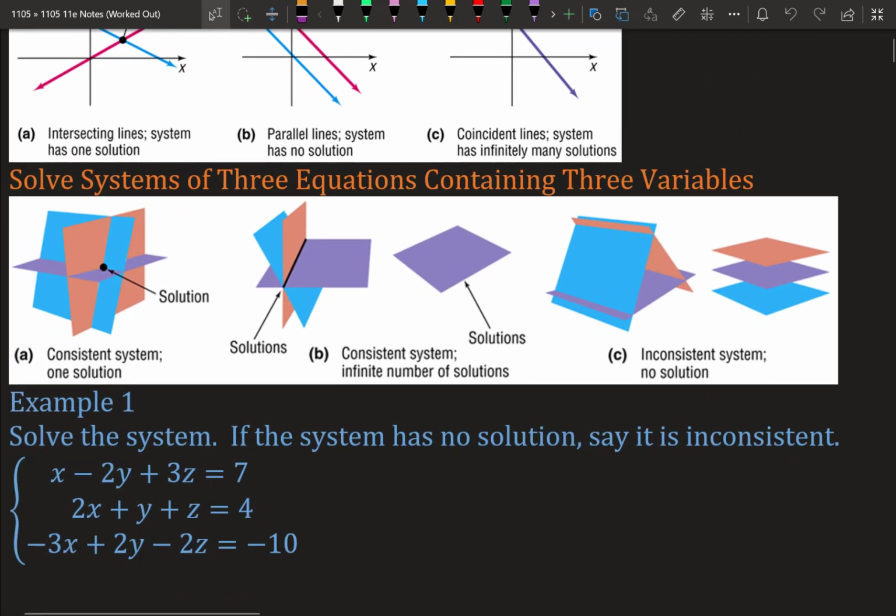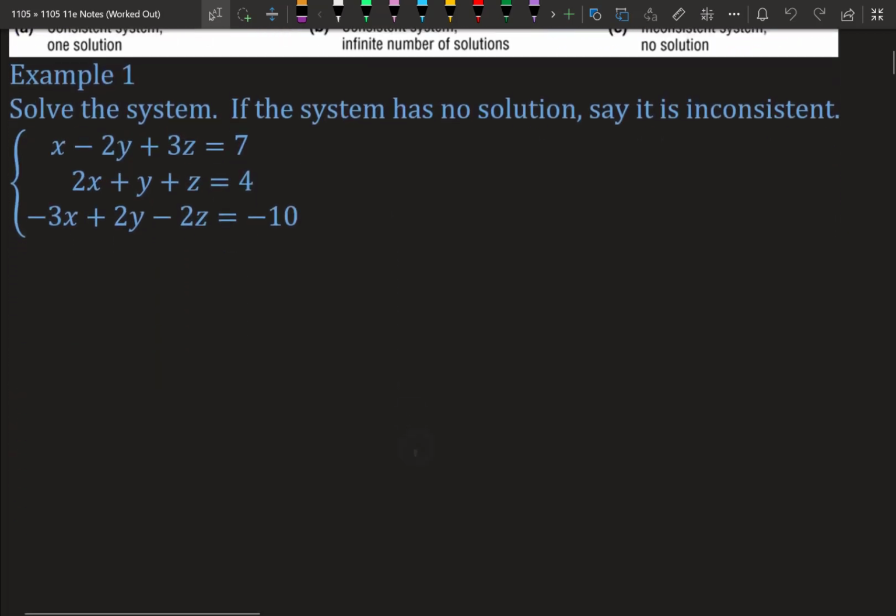Now we're going to solve systems with three variables, with three equations. So this is what they look like if you were to graph them. We don't graph them, thankfully, in this class, but later on in calculus, you will learn to graph these. This is how it would look graphically, which is pretty cool. Alright, let's solve this system.